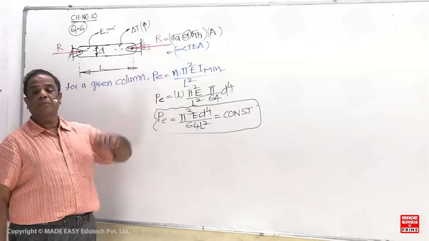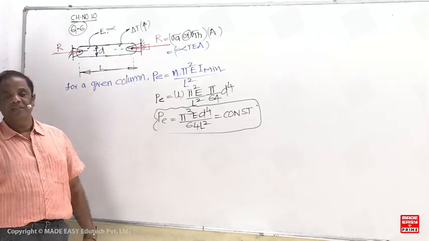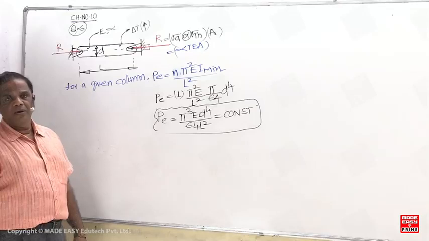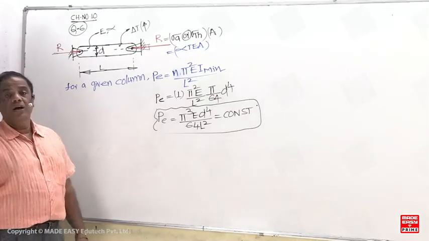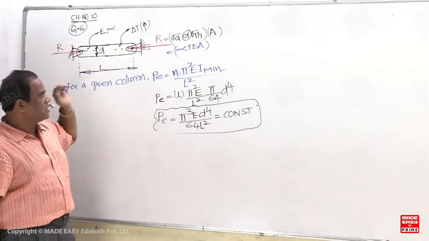The thermal stress expression is alpha into T into E, divided by C. What is the default here? Uniform temperature. If nothing is mentioned, it means you are using uniform temperature.